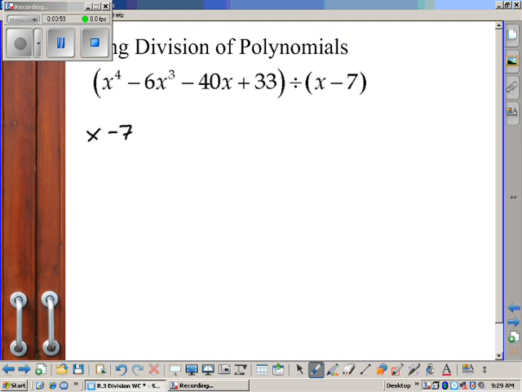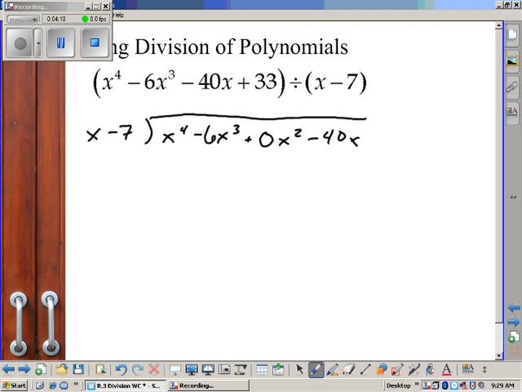x minus 7 here on the outside, and we're dividing that into the polynomial of x to the fourth minus 6x to the third. Now again, we don't have a squared term, but we are going to hold its place, just like you would. I mean, if we had the number 1063, you would have a 0 holding the place in the hundreds. So we're going to do that, and then plus 33. So again, first step is divide. If I divide the leading term here, the x into the x to the fourth, what do you get? x to the third. So I'm going to write x to the third up here.